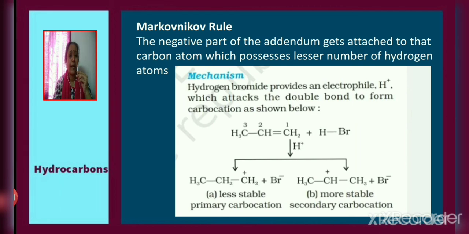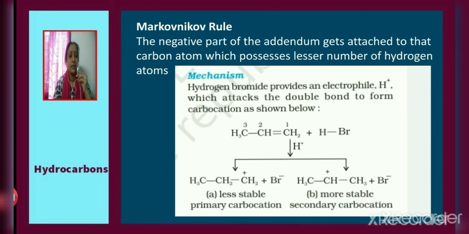Hydrogen bromide provides an electrophile, H+. It attacks the carbon-carbon double bond to form a carbocation. Now consider the alkene propene, CH3CH=CH2. H+ attacks the double bond. As a result of attack of H+, we will get two different carbocations, CH3CH2CH2+ and CH3CH+CH3.